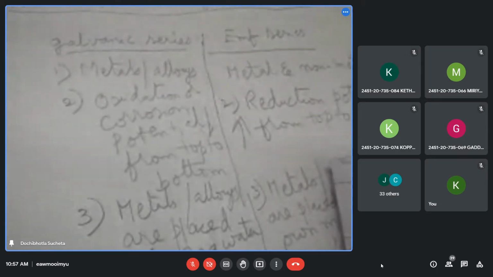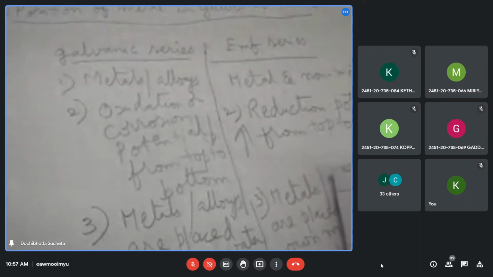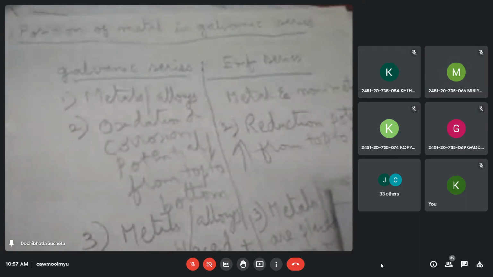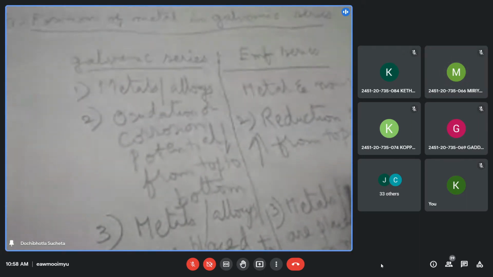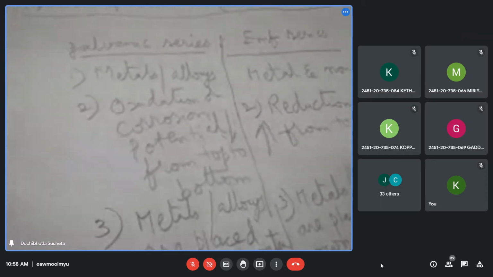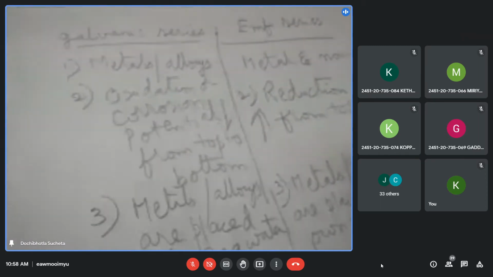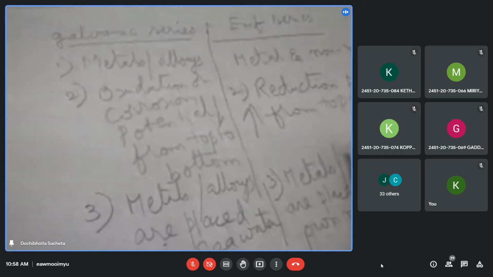What's your guess? More, ma'am. Why? Because the anodic area is very, very high. Once the corrosion kicks off, the rate of corrosion will be very, very high.